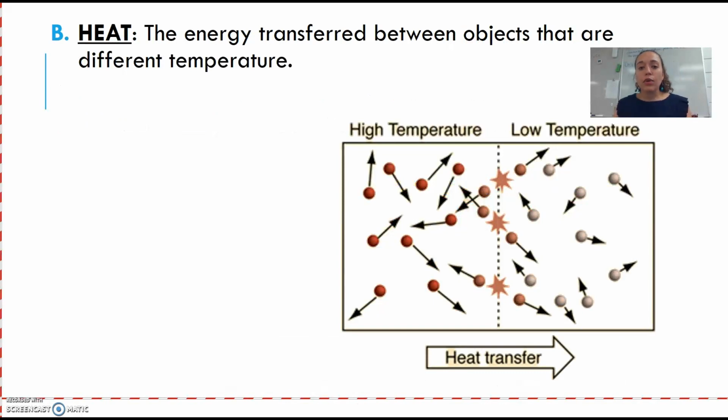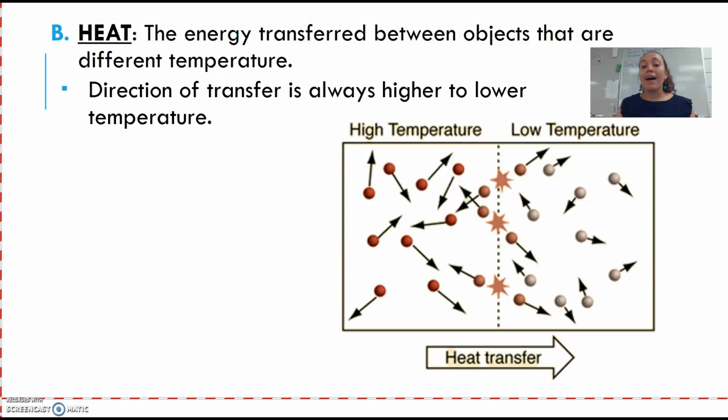Heat. So what's the difference? Heat is the energy transfer between objects that are at different temperatures. So when something is warm, it's going to give off that energy, and it's always going to go from high to low temperature. So this is a really good example.